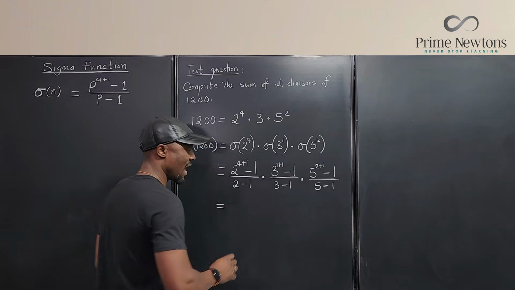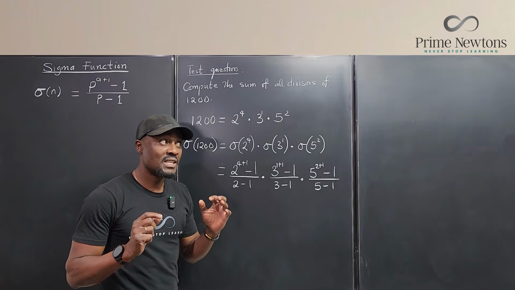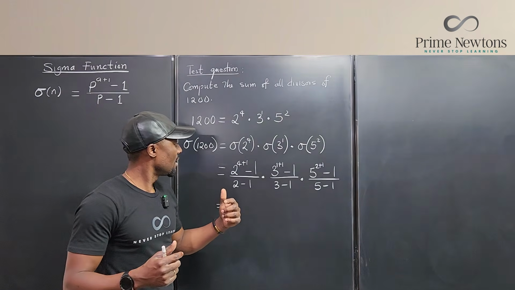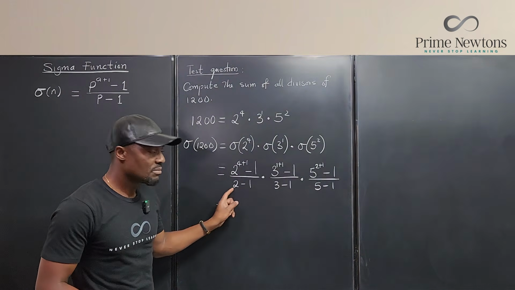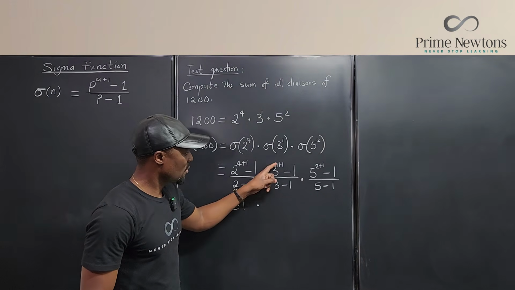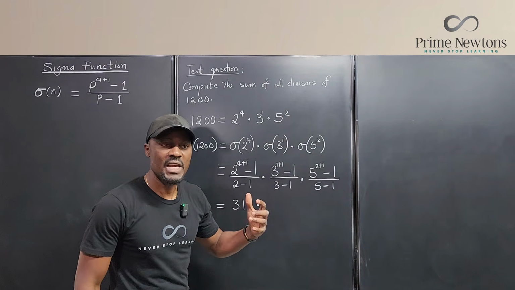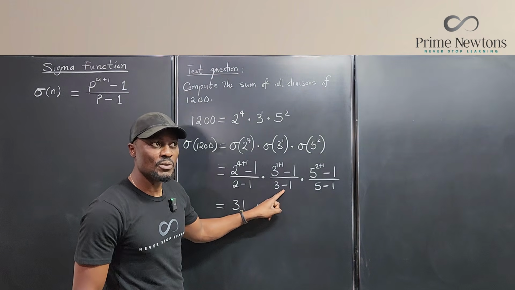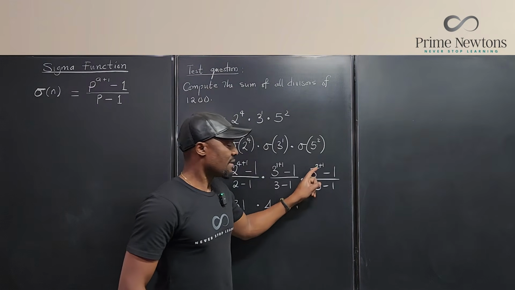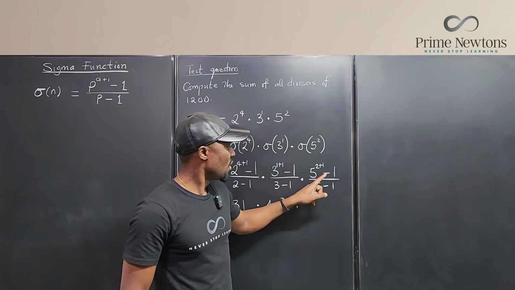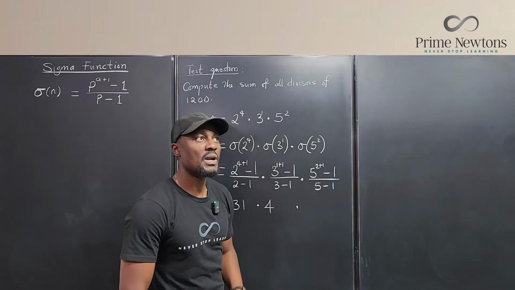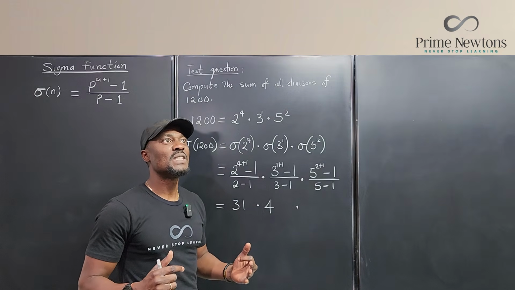So here, what I have is 2 to the 5th is 32. 32 minus 1 is 31. 31 divided by 1 is just 31. So I have 31 here. What do I have here? 3 squared will be 9. 9 minus 1 is 8. 8 divided by 2 will be 4. This number here is 4. So I go here. 5 cubed is 125. 125 minus 1 is 124. 124 divided by 4 is 31.